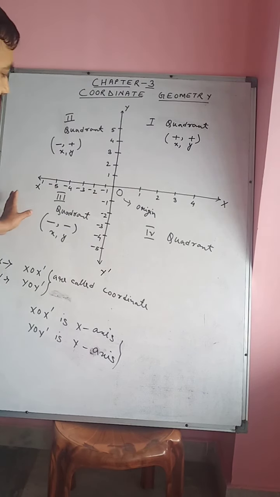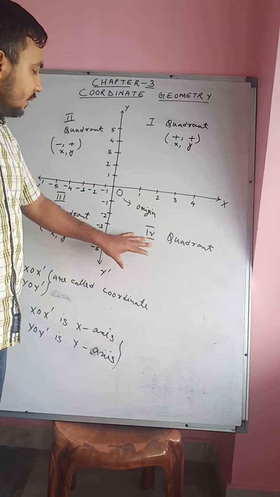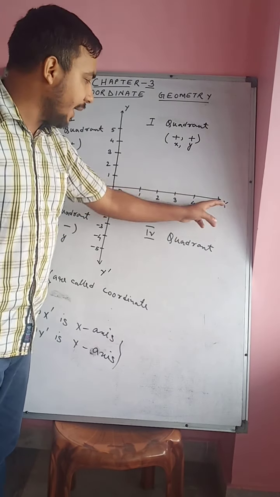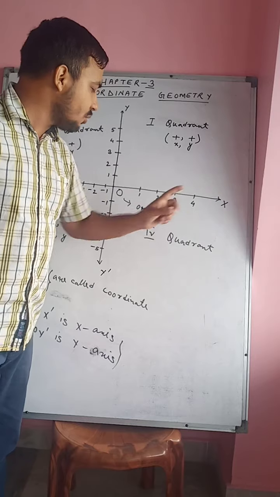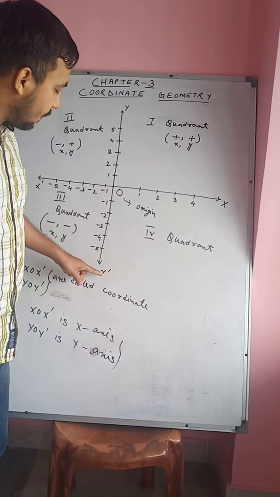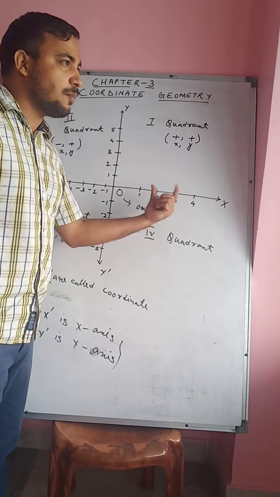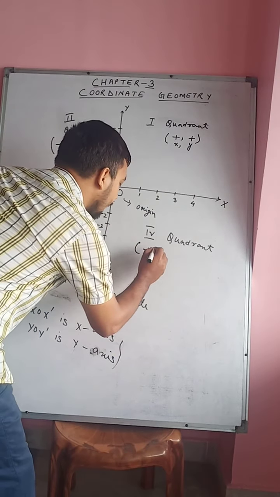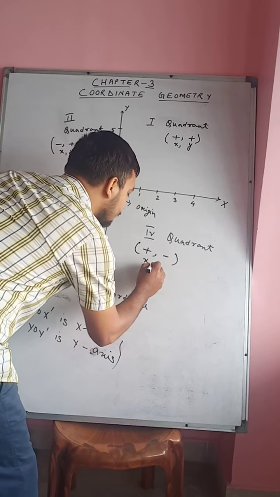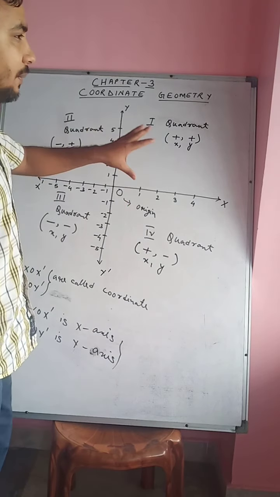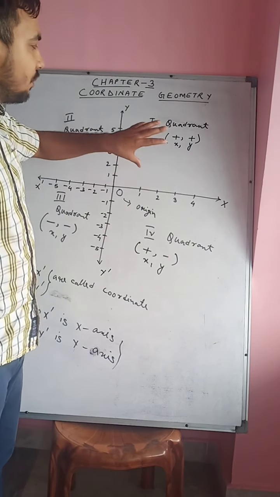Okay, now if I move to the fourth quadrant, you have to look at the value of x. Here the values of x are positive. Here the values of y are negative. So what does it indicate? X is positive and y is negative. So you need to remember this. This is a very important concept you have to remember.